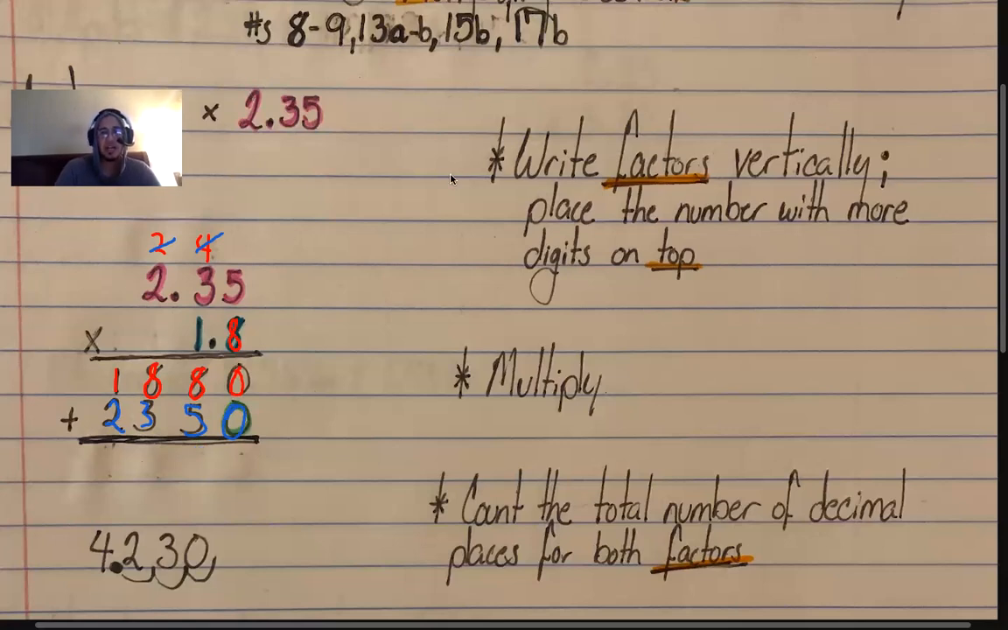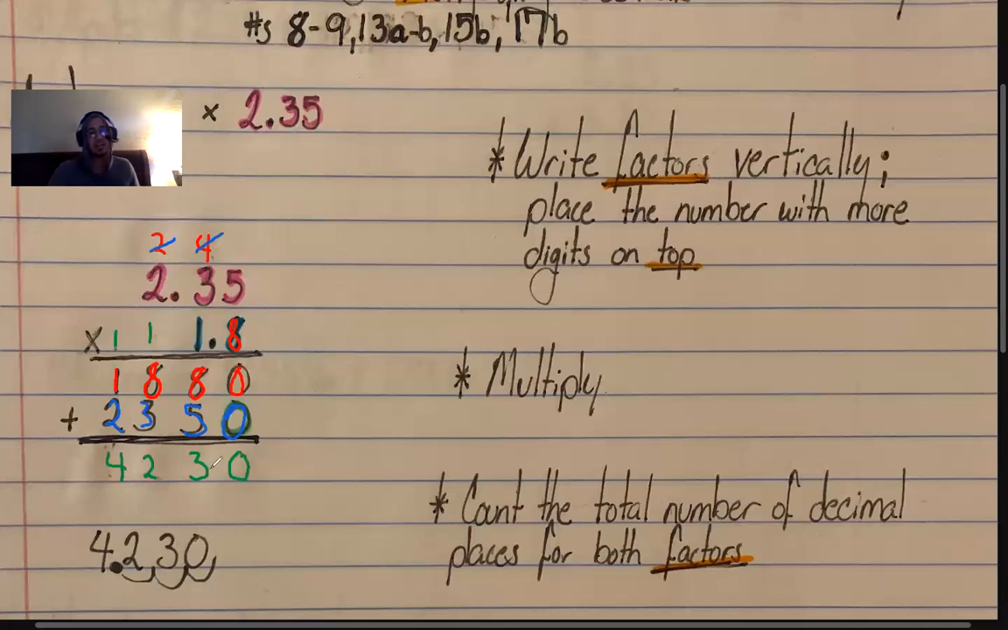Okay, now, ladies and gentlemen, let's go ahead and add these numbers. So that's going to give me a 0. 8 plus 5 is 13. 8 plus 3 is 11, plus 1 is 12, and 2 plus 2 is 4. So I have these numbers here, 4230.